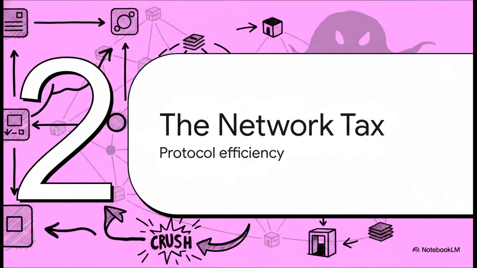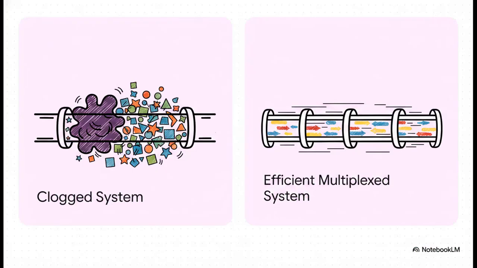Moving right along, we need to address a silent killer in modern architecture. Chapter 2 is about surviving the network tax, specifically focusing on protocol efficiency at hyperscale. If you look at this comparison, you'll immediately see why massive companies like Uber transition so much of their internal communications away from traditional REST and over to gRPC. REST over HTTP/1.1 suffers from a huge bottleneck called head-of-line blocking. Basically, one slow request clogs up the whole connection for everyone else. Plus, it uses text-based JSON, which is super bloated.